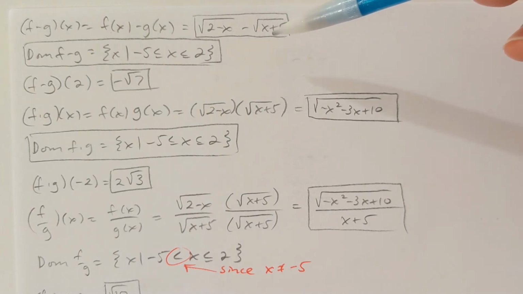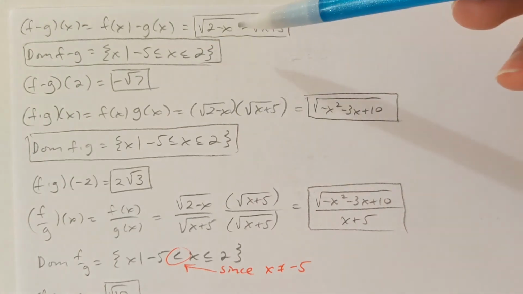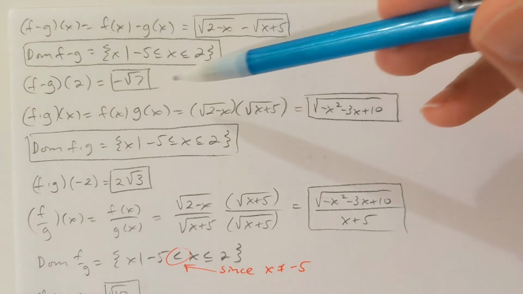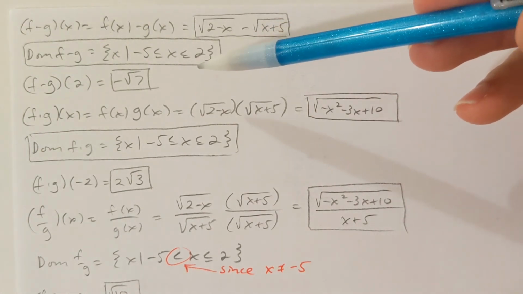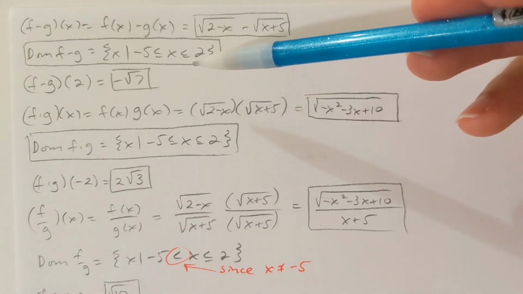F minus g of 2. Okay, so 2 minus 2 is 0, minus root 7. Minus root 7 then is my answer. I've just selected 2 out of random.